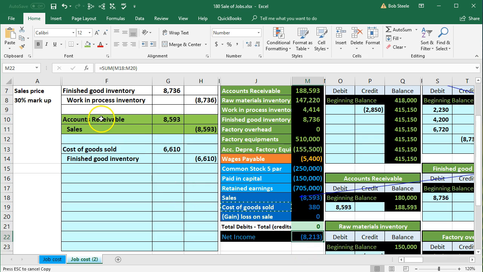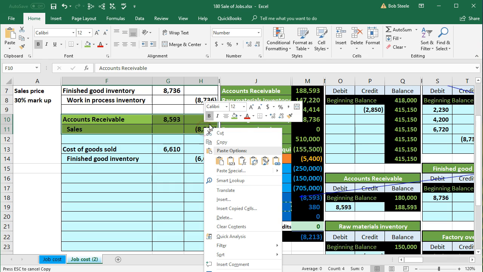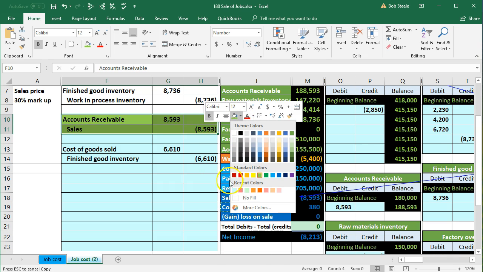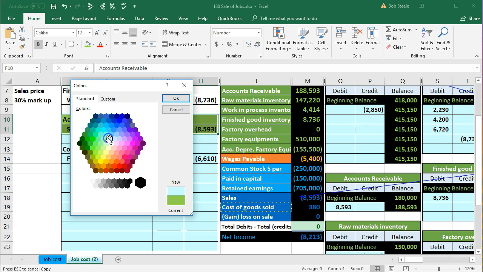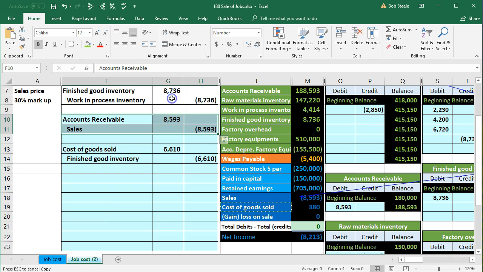Now we're going to record the other one. So I'm going to highlight these. I'm going to make them that blue again, right click. Here's the bucket. I'm using that blue. If you can't find it there, it's in this little color wheel. And then go to standard, and it's that one right there. And enter. And then this one's the last one, so I don't need to make it green because we're working on the last one. And then here's the cost of goods sold.